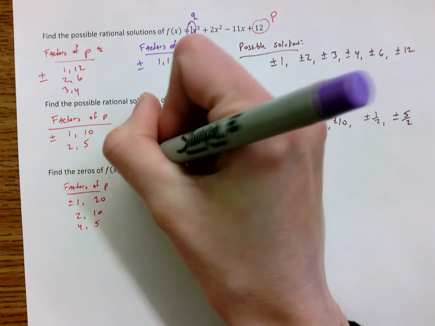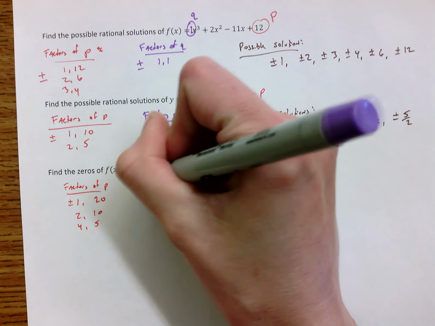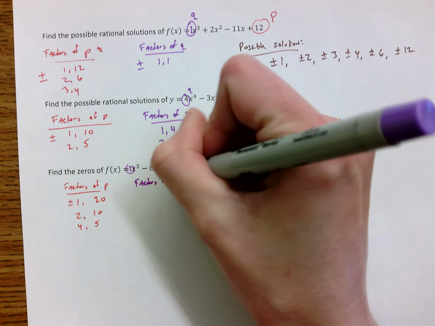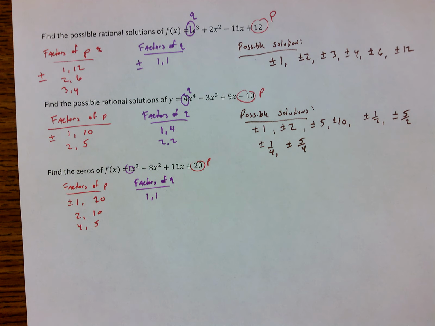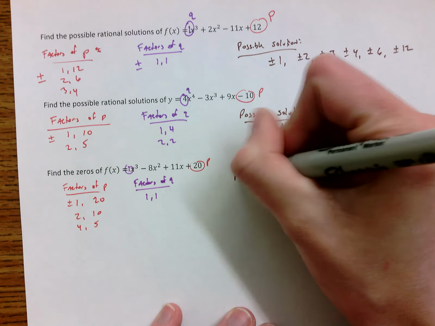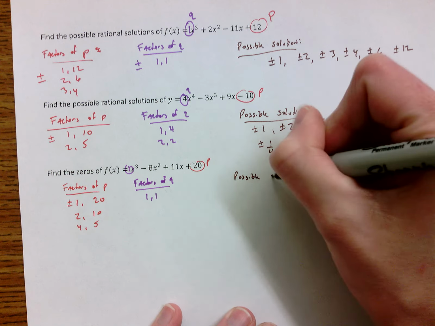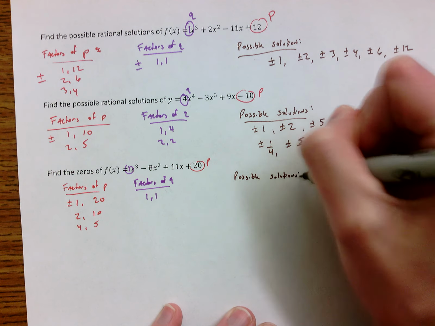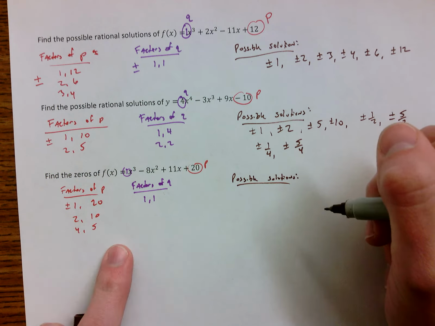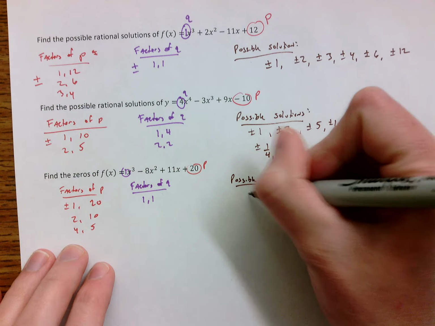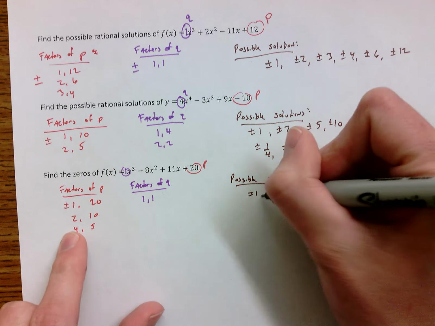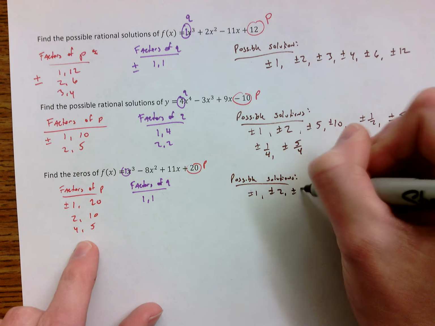All right, this guy's got a leading coefficient of 1. It's kind of nice when that happens. So the factors of q are just 1 or 1. And again, positive or negative, the whole thing. Okay, so then for my possible solutions, I'm going to take these numbers and divide them by 1. And again, if I ask you to list out the possible solutions on a test or a quiz, yeah, you have to write the positive or negative over and over again. Okay, so positive or negative 1. So all of these just divided by 1, it's just going to stay the same.